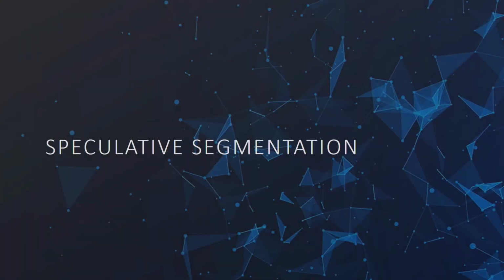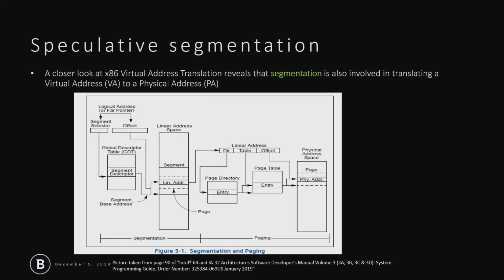So we saw that Meltdown abuses parts of the virtual address translation mechanism, mainly the page tables. But the act of translating a virtual address to a physical address involves more than just the page tables. It involves an earlier memory protection mechanism used before page tables were invented, called segmentation. We researched what happens when segmentation instructions are executed speculatively.